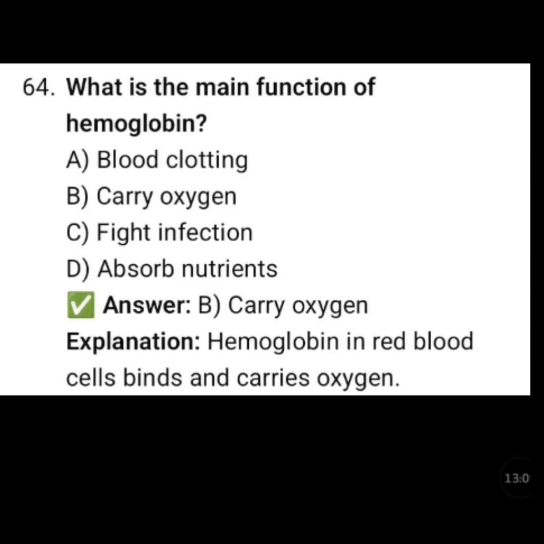What is the main function of hemoglobin? Blood clotting, carry oxygen, fight infection, absorb nutrients. The correct answer is option B, carry oxygen. Hemoglobin in red blood cells binds and carries oxygen.